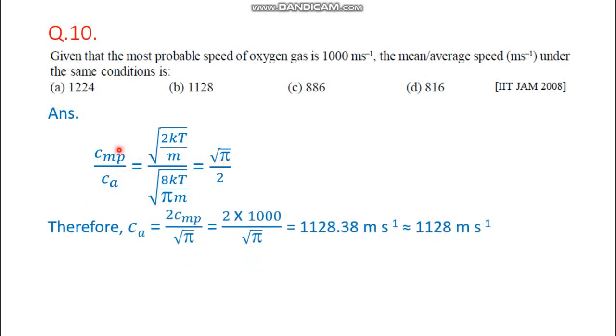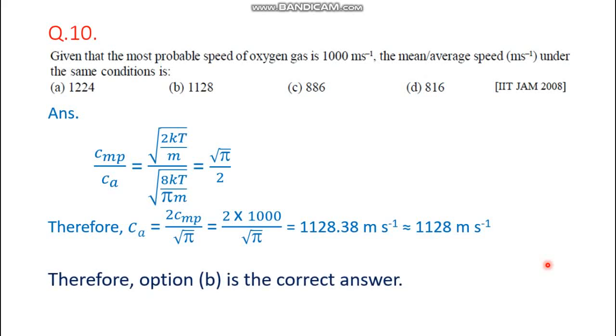Therefore, Ca equals Cmp divided by this ratio. So it is Cmp divided by root pi by 2, that is 2 Cmp by root pi. The value of Cmp is given here as 1000 meter per second. Just put the value 1000, and after calculating we get 1128.38, approximated to 1128 meter per second. So option B is the correct answer.